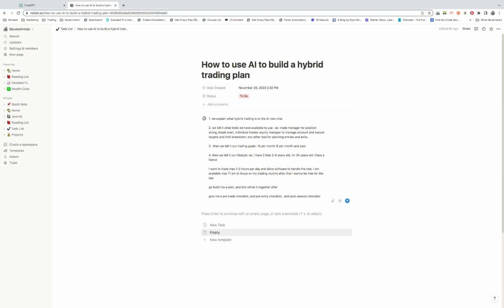So I will leave the prompt that I'm using for you to follow, right? And then make sure that you just go through the steps yourself. And at the end, we should get a pre-trade checklist, a pre-entry checklist, and then a post-trading checklist. Essentially, this will help you build, based on your routine and personality, your own hybrid trading plan based on your goals and everything like that. And you can refine it over time, right?